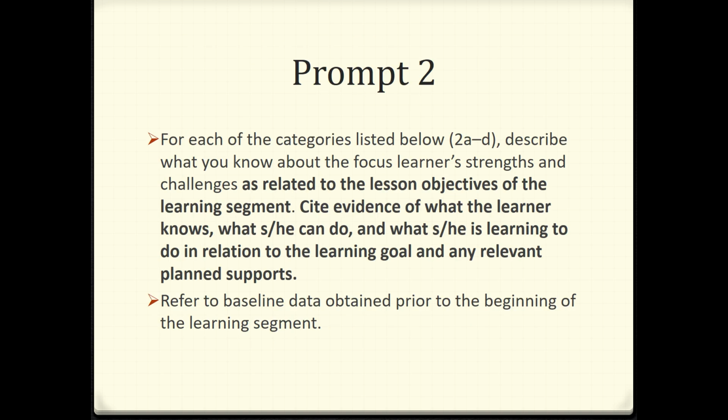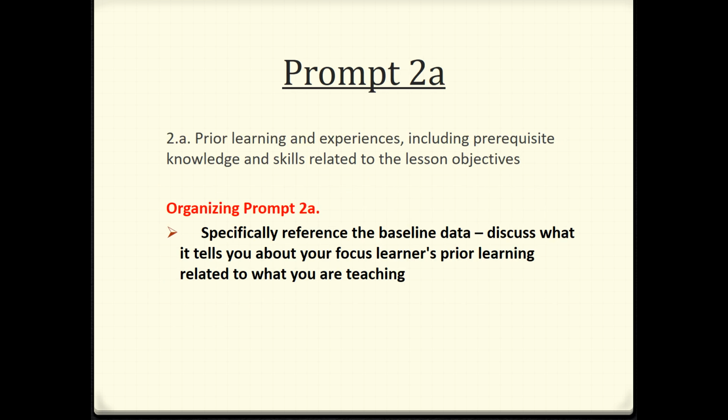Prompt 2, for each of the categories listed below, 2A through D, describe what you know about the focus learner's strengths and challenges as related to the lesson objectives of the learning segment. Cite evidence of what the learner knows and what she or he can do and what she or he is learning to do in relation to the learning goal and any relevant plan supports. Refer to baseline data obtained prior to the beginning of the learning segment.